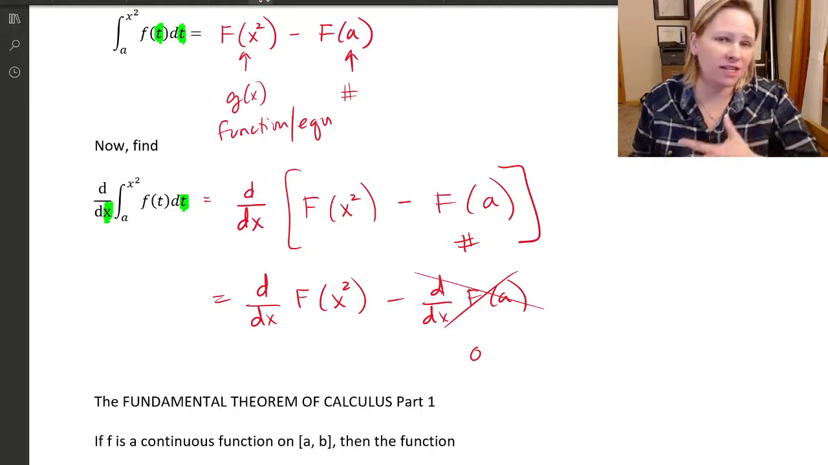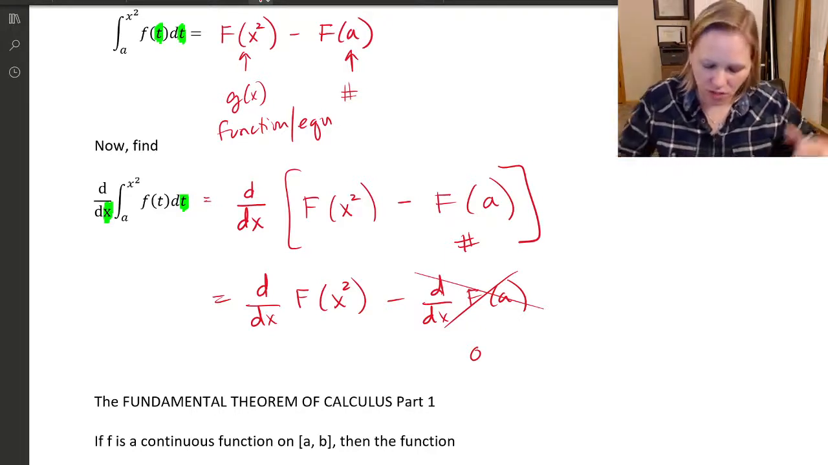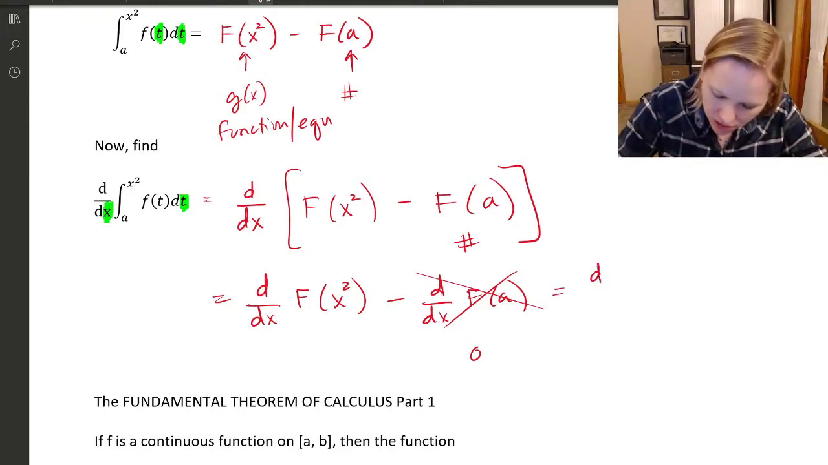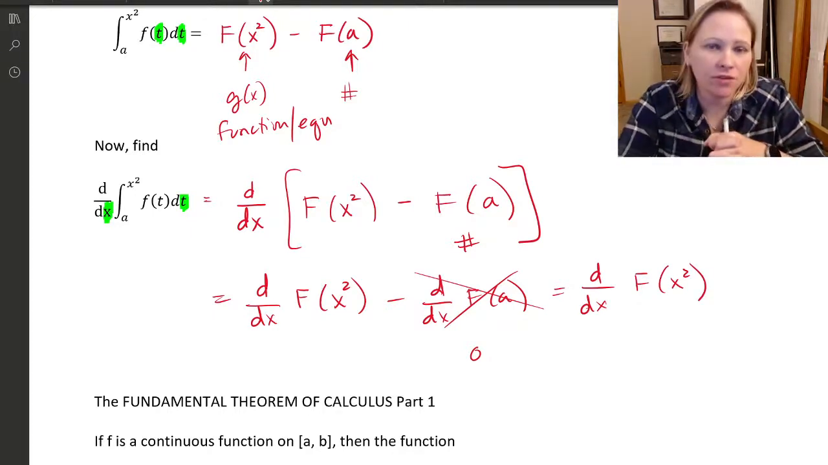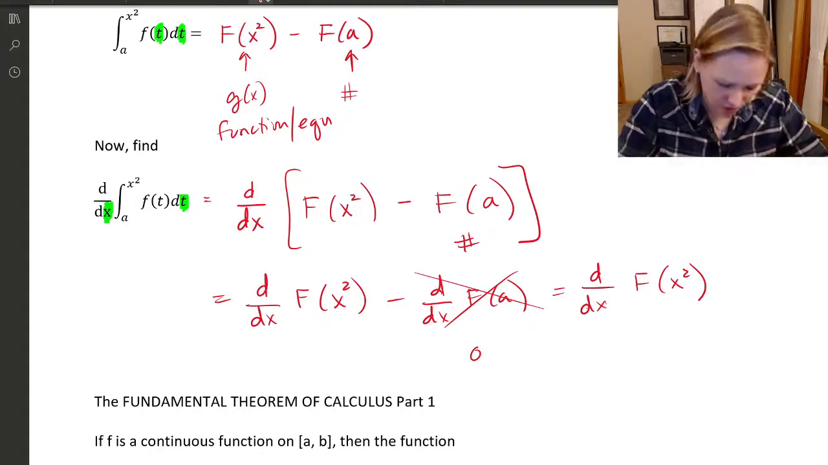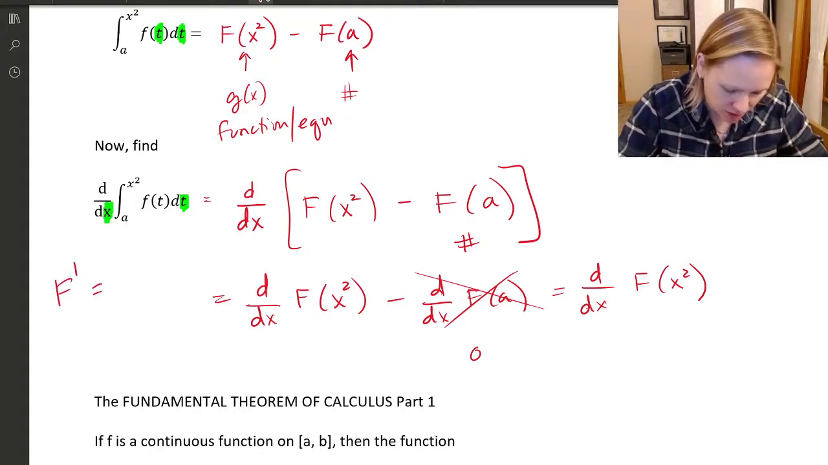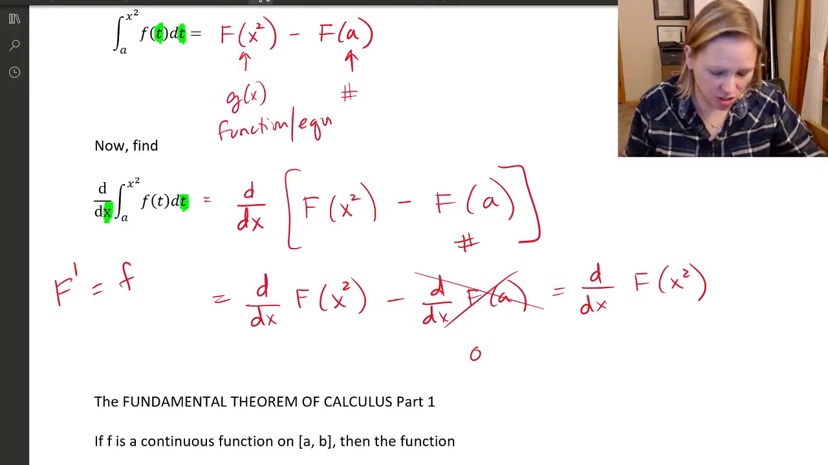So it doesn't matter what a is. A could be any number. It's always going to go away. So now I'm left with this. I'm going to do d dx. I'm going to do the derivative of F of x squared. Well, remember, capital F is the antiderivative of lowercase f. So if I'm going to do the derivative, F prime is just f. So that's a notation thing that we have to understand.